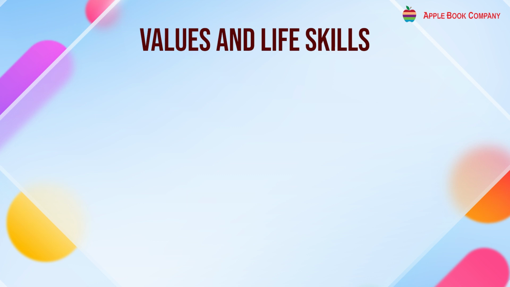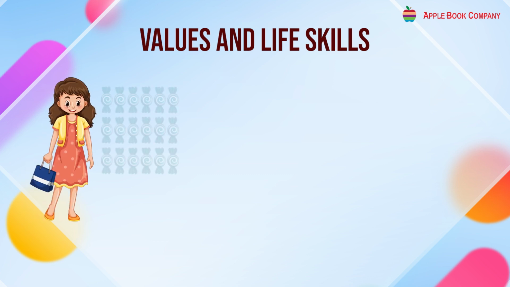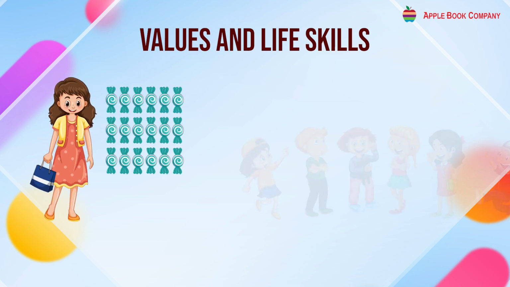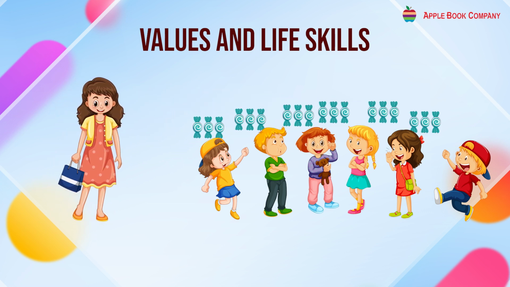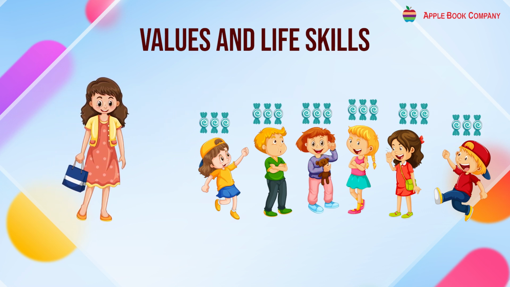Values and life skills. Mary bought 18 candies. She gave equal number of candies to each of her 6 friends. How many candies did each friend get? 18 divided by 6 is equal to 3. How nice! Mary shared all the candies equally.